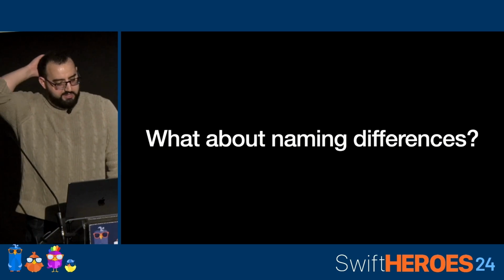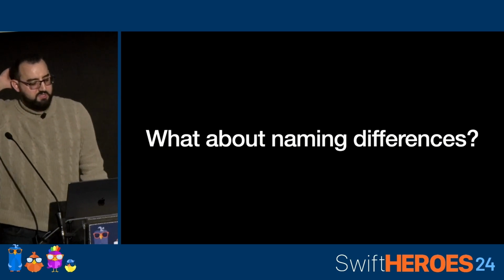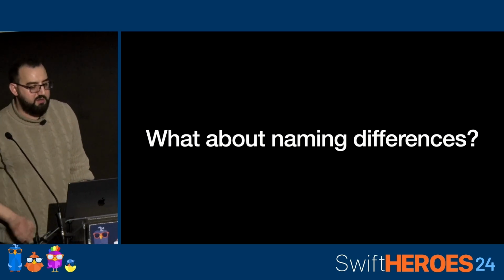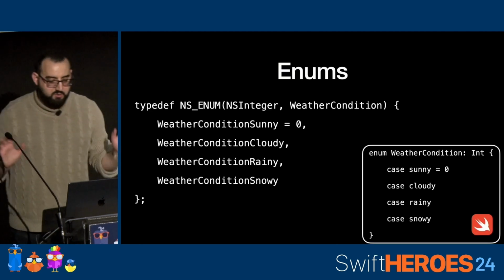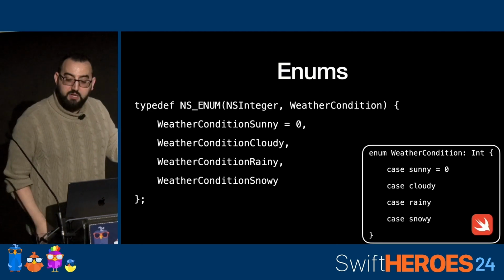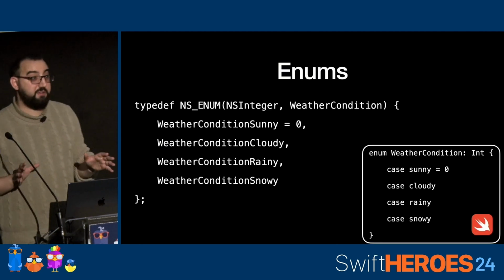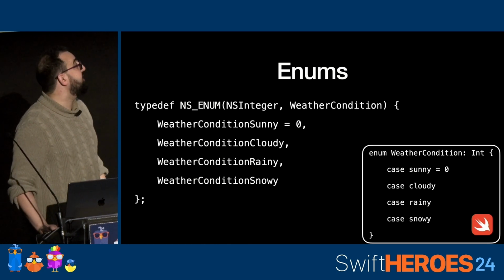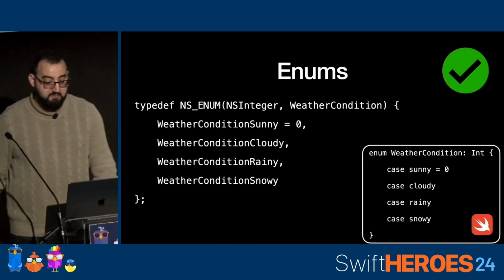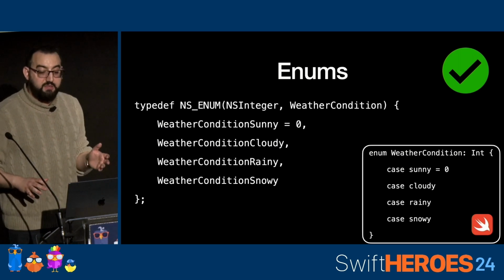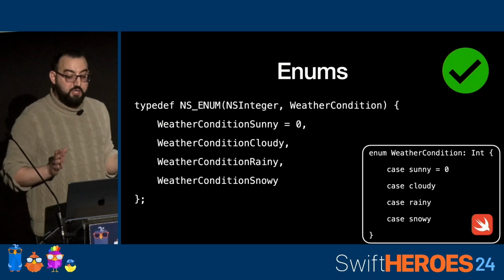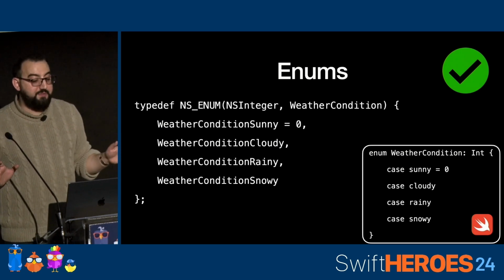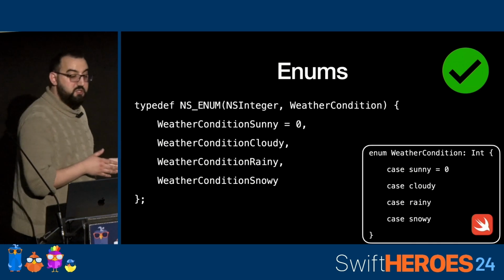Well, hold on a second. There were some slight differences in naming conventions, right? The biggest one, right? Remember that slide on enums? Those are named really, really differently in Objective-C and Swift. So turns out, yeah, no, we're good. If you name your enums like this in Objective-C, the bridging will just automatically chop off the enum name from all your cases in Swift.